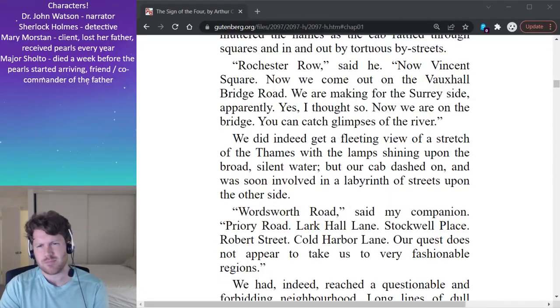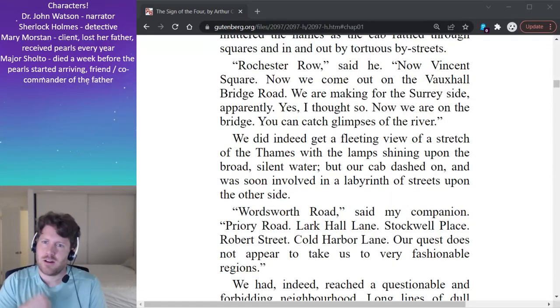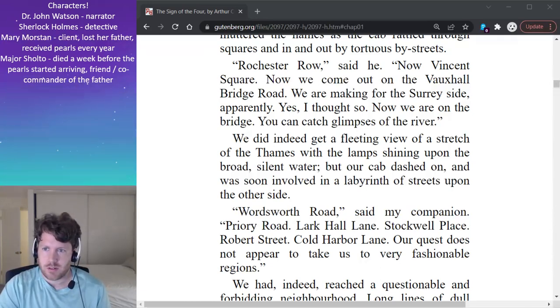"Rochester Row," he said. "Now Vincent Square. Now we come on to the Vauxhall Bridge Road. We are making for the Surrey side, apparently. Yes, I thought so. Now we are on the bridge. You can catch glimpses of the river."